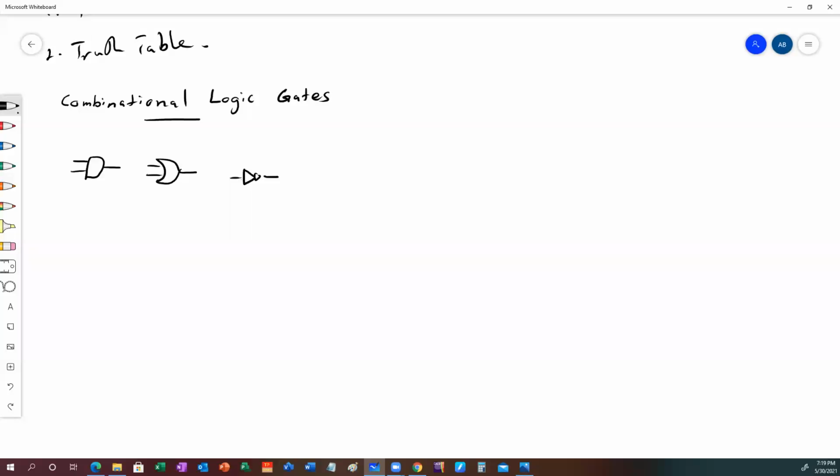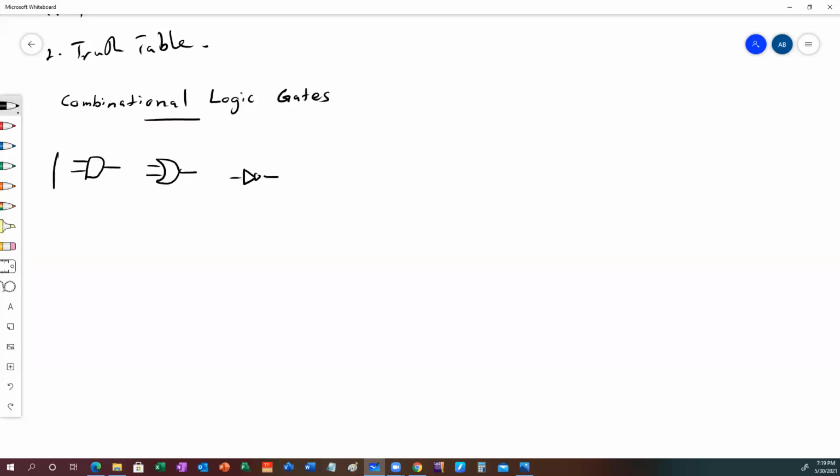Right. Here you have 2 or more inputs. In the case of this one, only single input, single output gate. NOT gate means single input, single output, right? But AND and OR gates are 2 or more inputs, right? Right, you understand it, right?